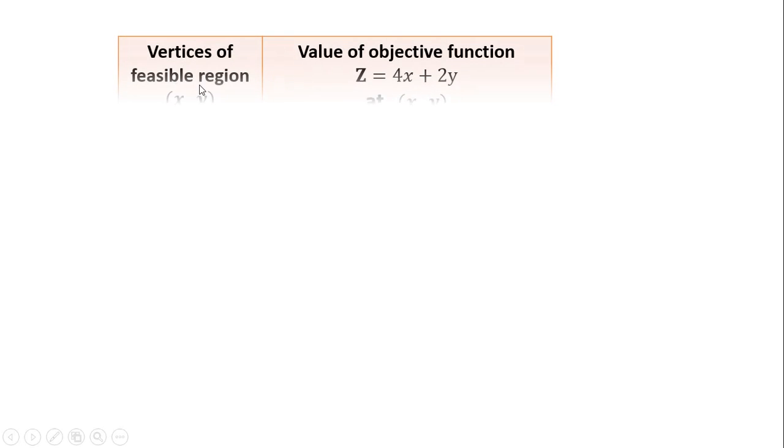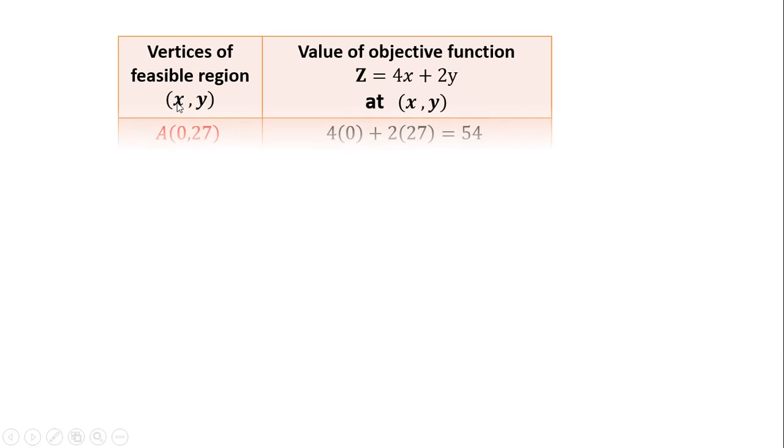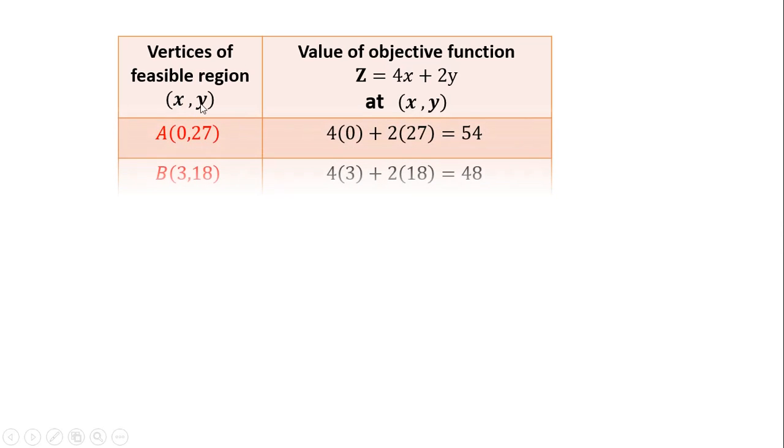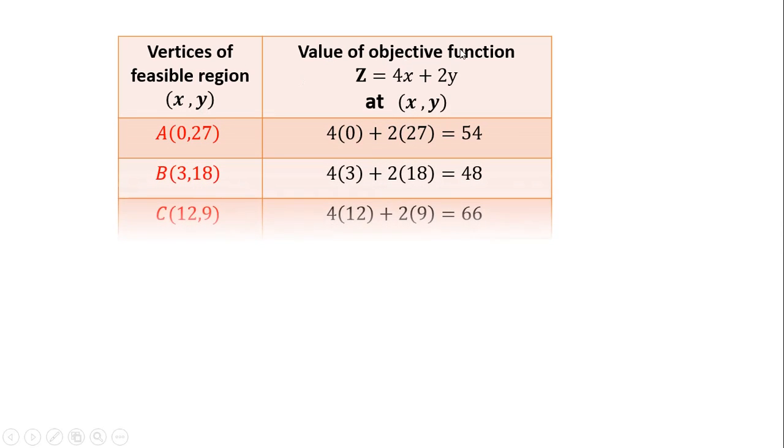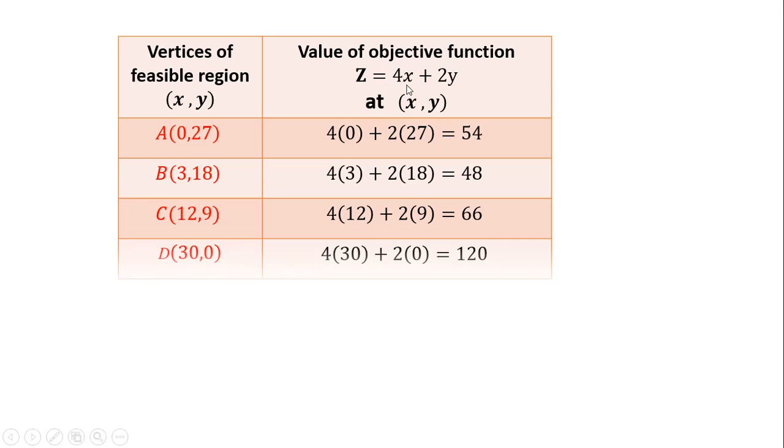First column, vertices of visible region, x coordinate and y coordinate, and the value of the objective function Z is equal to 4x plus 2y at (x, y). We only have to substitute the value of the x coordinate in place of x, the value of the y coordinate in place of y, and we find the value of Z. Here first corner point A 0, 27. So we get 4 into 0 plus 2 into 27 equal to 54.